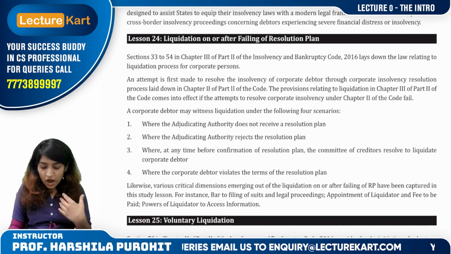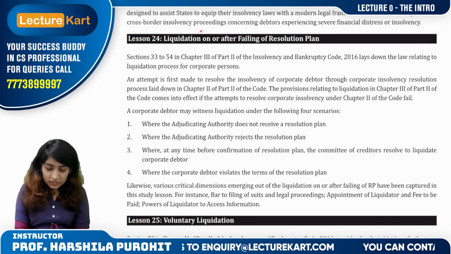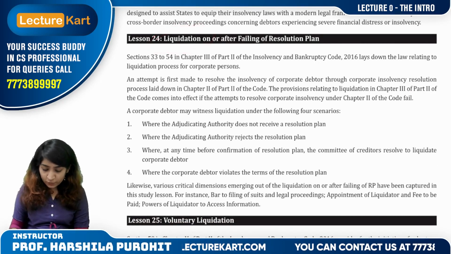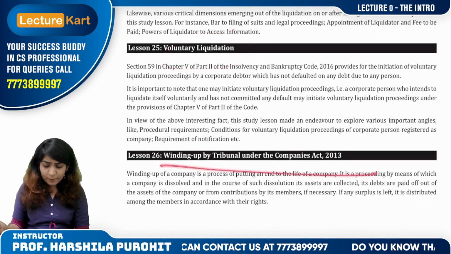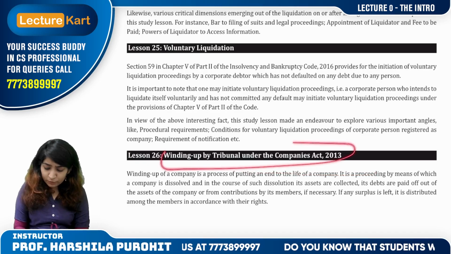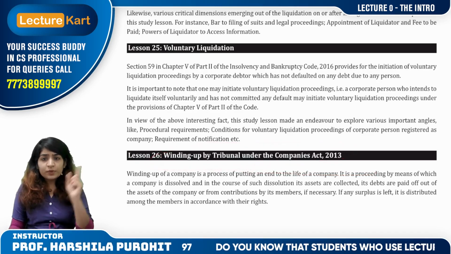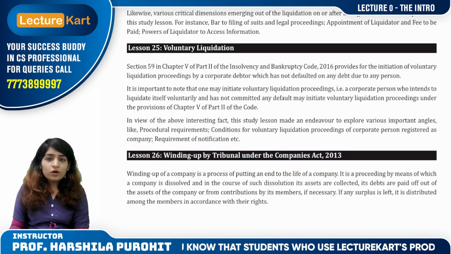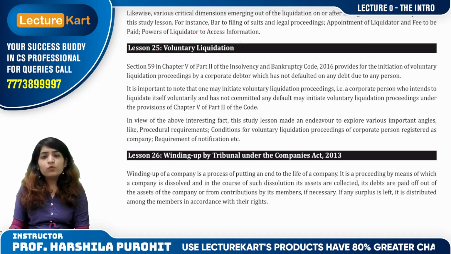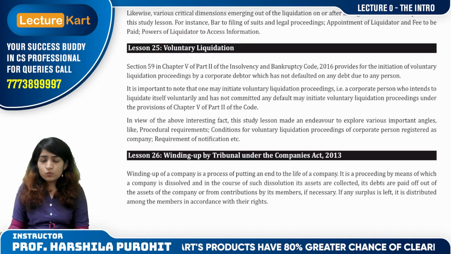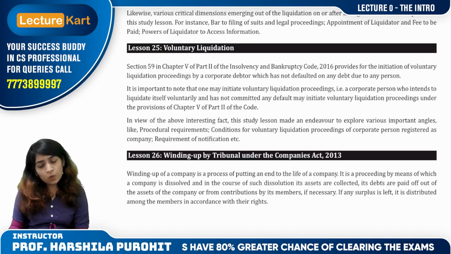Okay. Then cross-border insolvency. Again, cross-border implies that we are going to talk about something international in this chapter. Liquidation on or after failing of resolution plan. This is the chapter related to liquidation. And then voluntary liquidation. And then winding up by tribunal. When winding up by tribunal is done is also mentioned in CS Executive Company Law, if you remember correctly. And then voluntary liquidation is obviously talking about when a company is wanting to liquidate itself voluntarily.